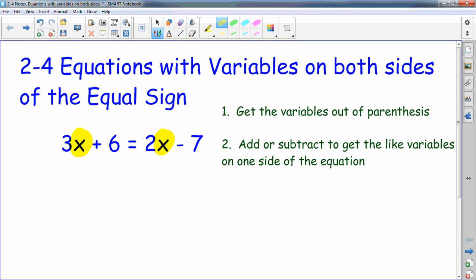Now, for me, I like to avoid fractions and negative numbers as much as possible. It's not always possible, and sometimes we have to deal with it. But in this case, we don't have to deal with a fraction or a negative number. Take the smaller number and subtract it from the larger number. That keeps a positive number. So, which is smaller, the 2 or the 3? 2 is smaller, so subtract 2 x's from both sides. Should be x plus 6 equals negative 7.